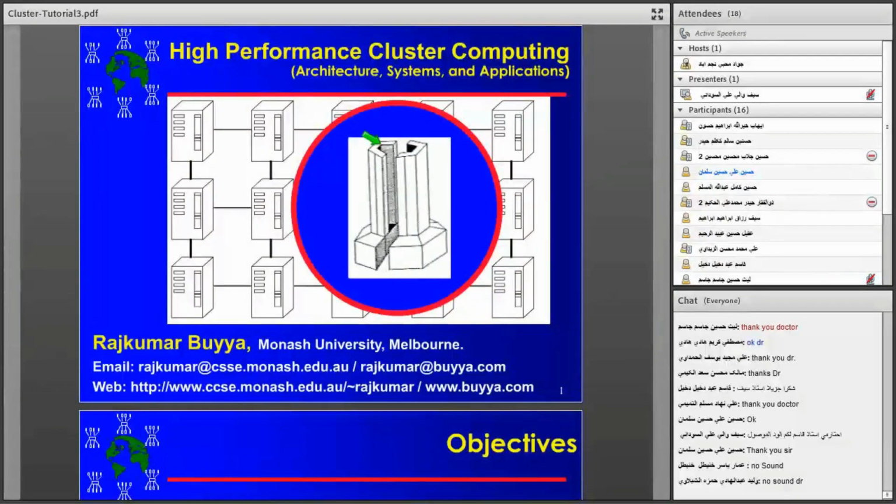Assalamu alaikum. I uploaded this file, which is cluster computing and hyperparameter cluster computing, in the Dersa portal. Please check it and let me know. Is it uploaded in the portal? Okay, thank you. Thank you.